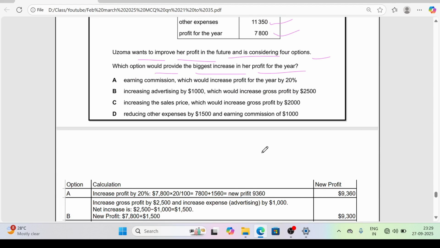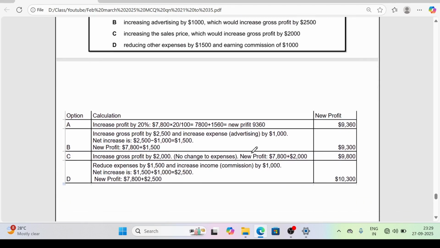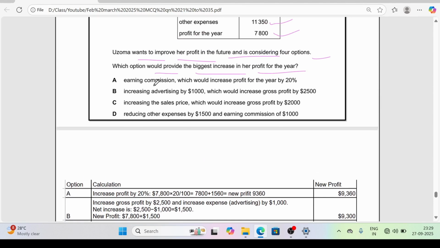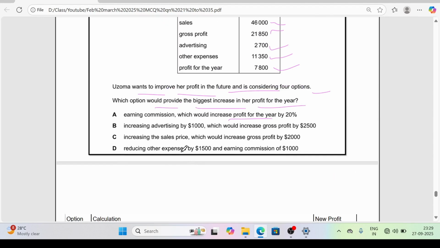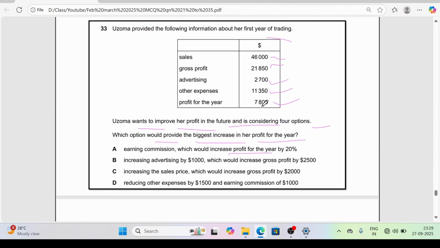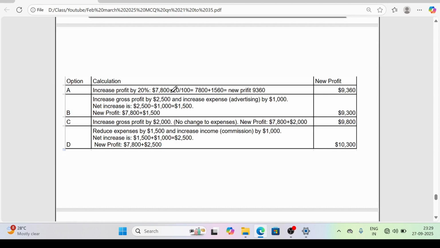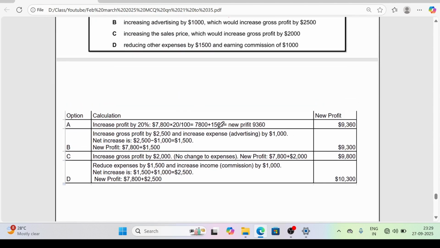So I have already made some workings for you to understand. Option A, increase profit by 20%, right? They said increase profit by 20%. At that time, your profit for the year is 7,800. 20% of 7,800 means 1,560. So what is your new profit? 9,360. Okay, 9,360.